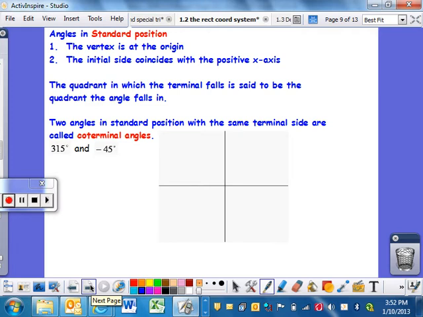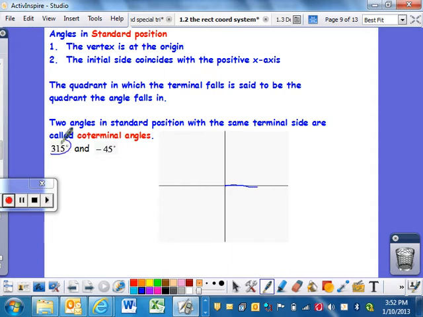Other parts of this talk about angles in standard position. Just know that the vertex of your angle, or the point of it, is always the origin. The initial side we know is always the positive side of the x-axis. Okay? We needed to get to know quadrants, and then coterminal angles is the idea.